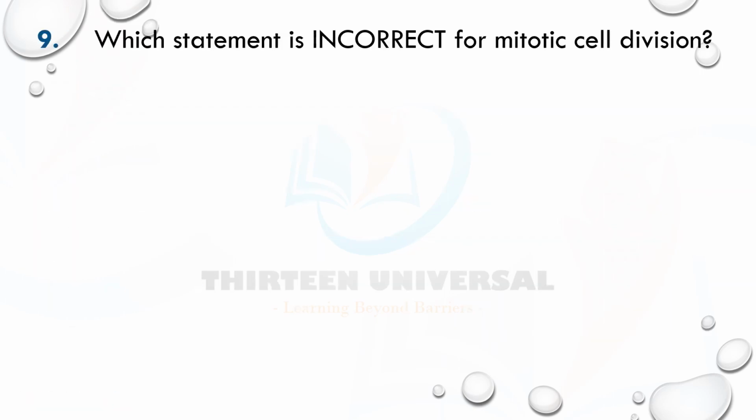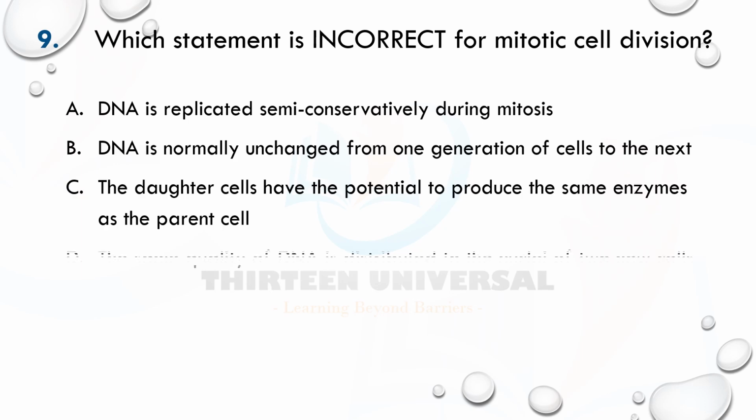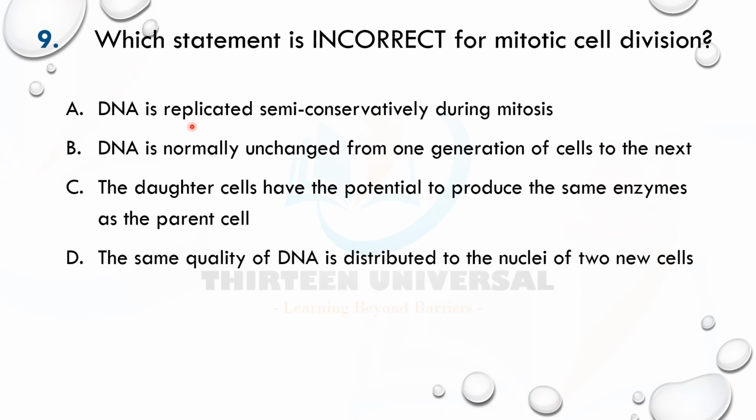Okay, which statement is incorrect for mitotic cell division? DNA is replicated. That's it. Now watch. Replication occurs in interphase. That's S phase in interphase. S phase is not part of mitosis. Mitosis is not part of interphase. Okay, and it's incorrect. So this is incorrect for this. So A should be the answer. But let's check out B and the rest.